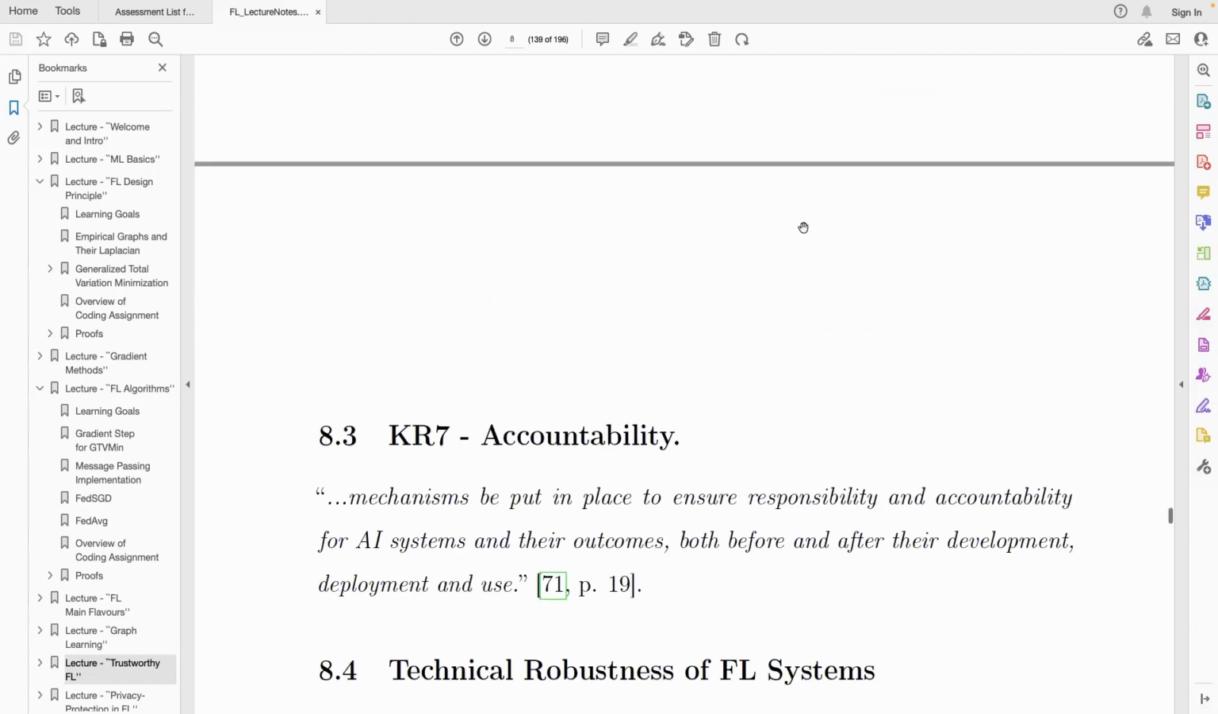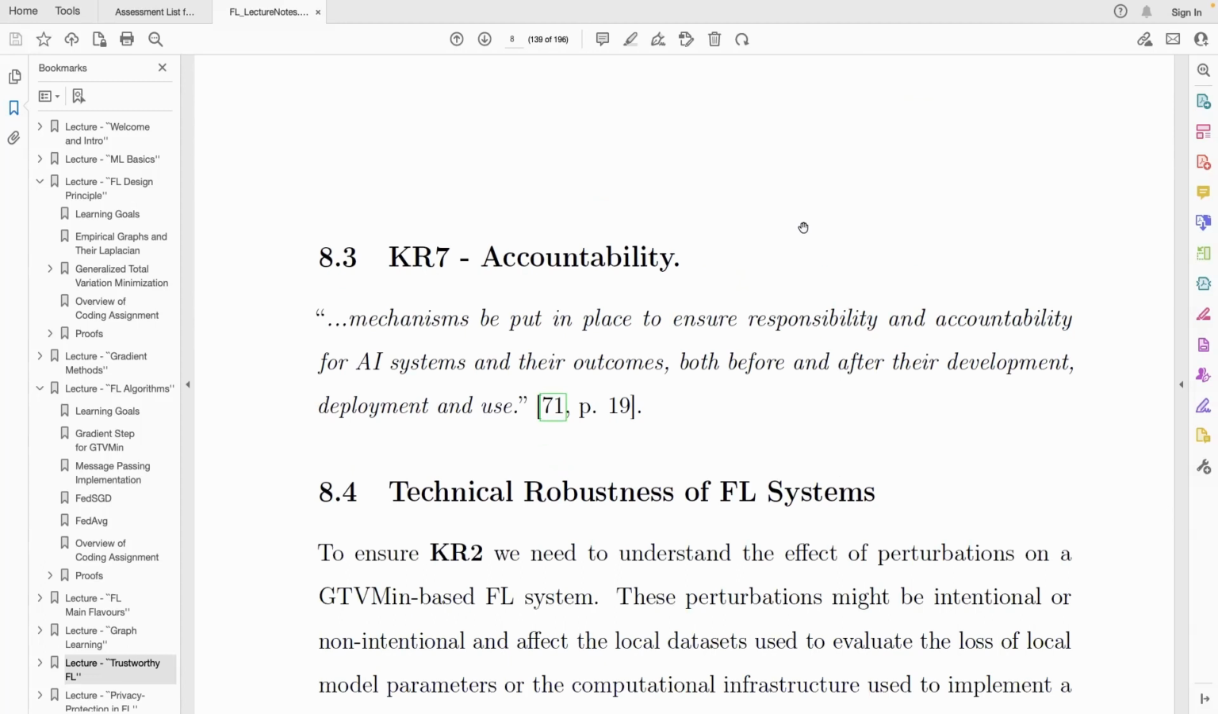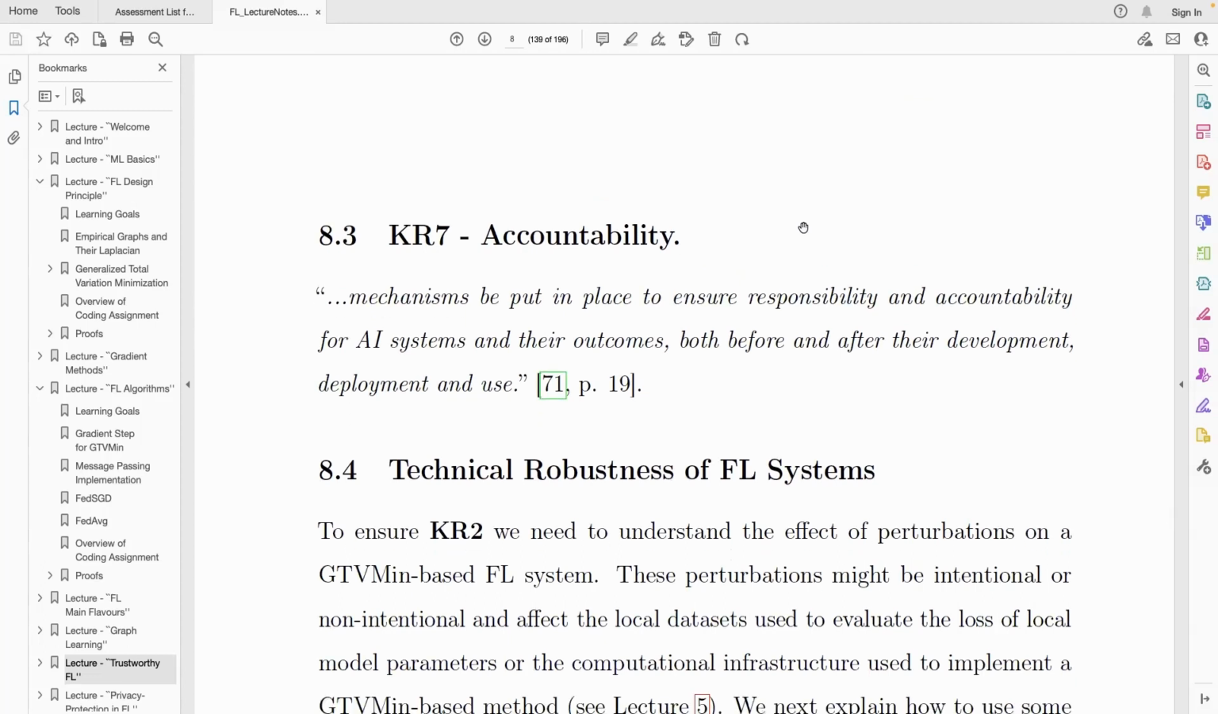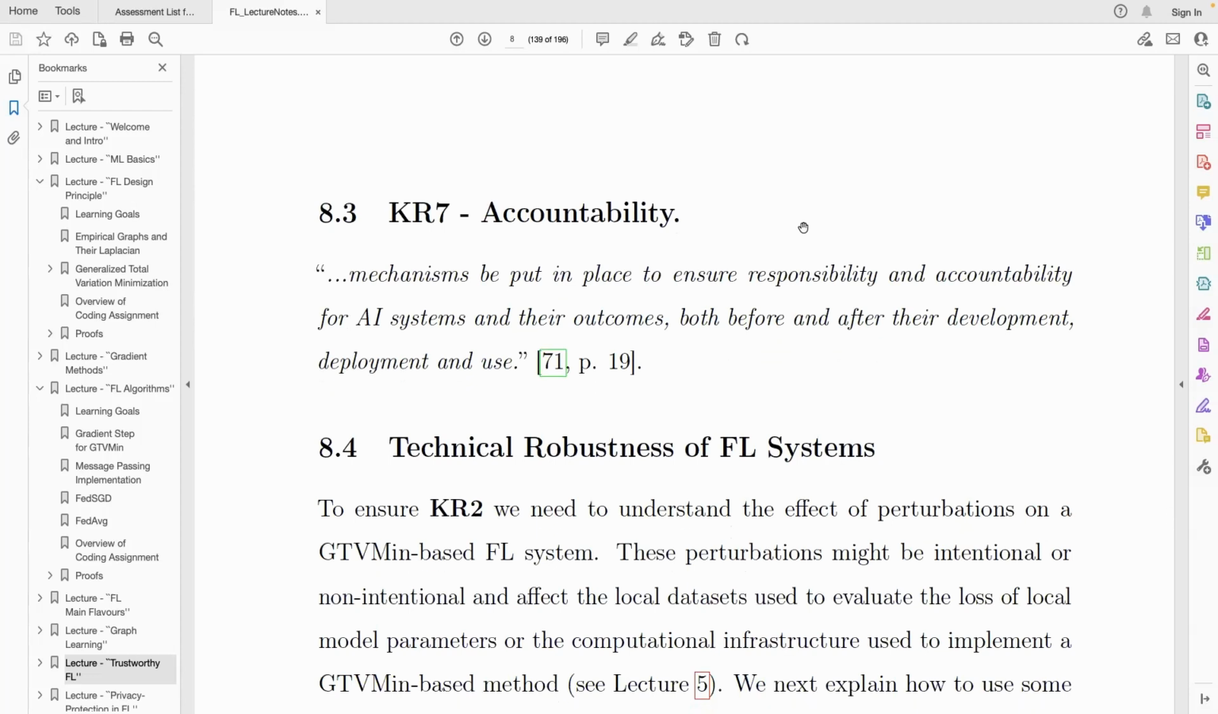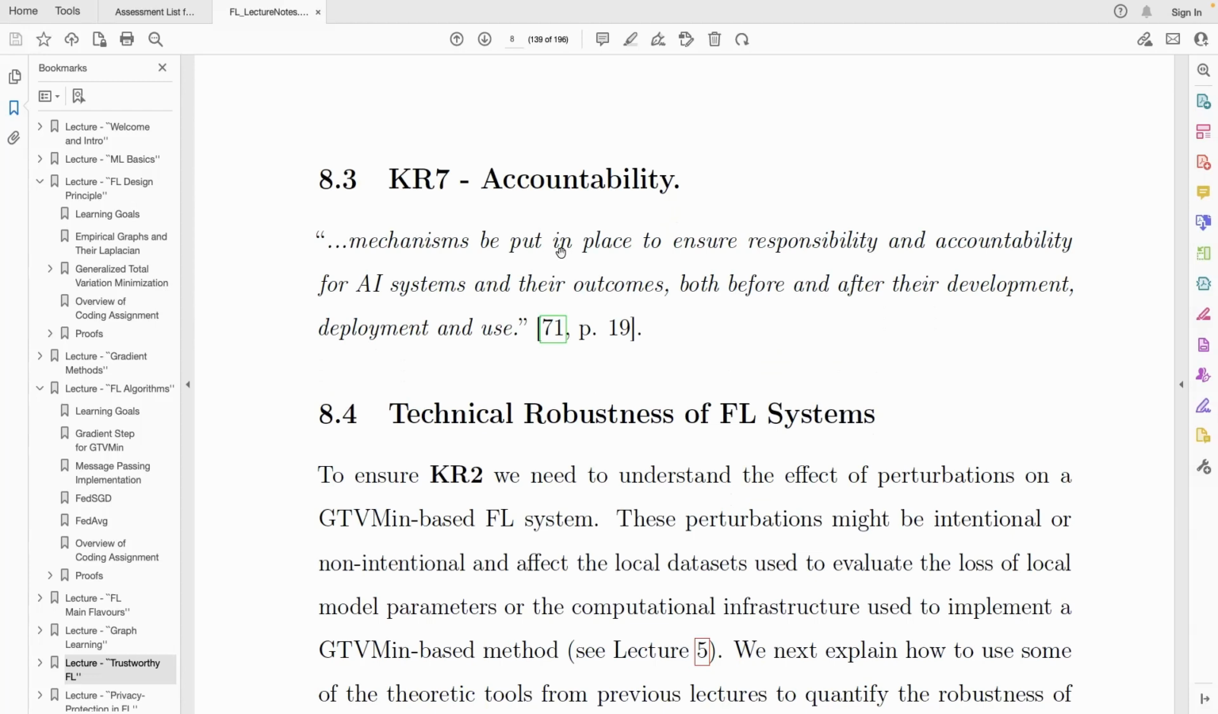Okay. Yes, the last point is empty. I didn't really find what to say here. Accountability. Here I just quote these guidelines from the European Union. Mechanisms should be put in place to ensure responsibility and accountability for AI systems and their outcomes, both before and after their development, deployment, and use. So are there any suggestions? What could be a way to make sure or to ensure accountability? What could that mean?